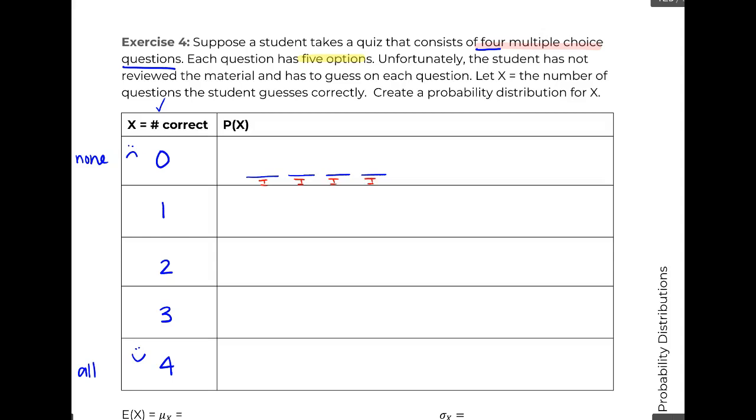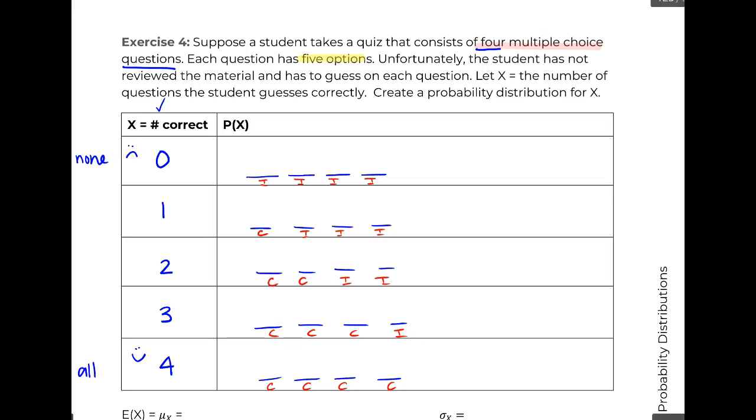So let's just do this same work for every single one of these. 1, 2, 3, 4. We have our 4 questions. So all of them would be every single one correct. And then remember, I like to just have whatever I'm looking for come first. So 1 correct, that means the rest are incorrect. 2 correct means the rest are incorrect. 3 correct means the last one is incorrect. Now, we can figure out the probabilities for each of these things.